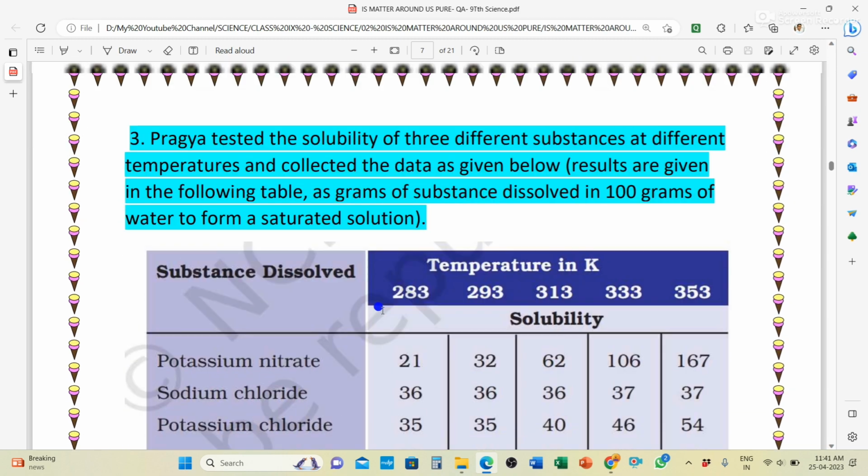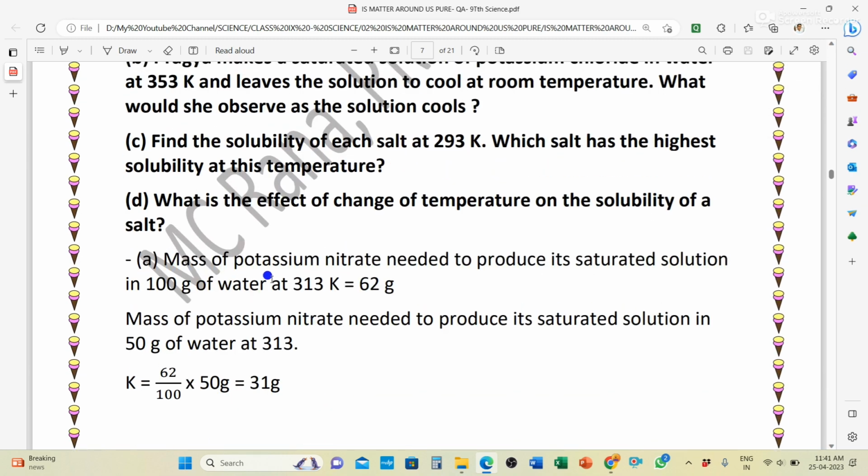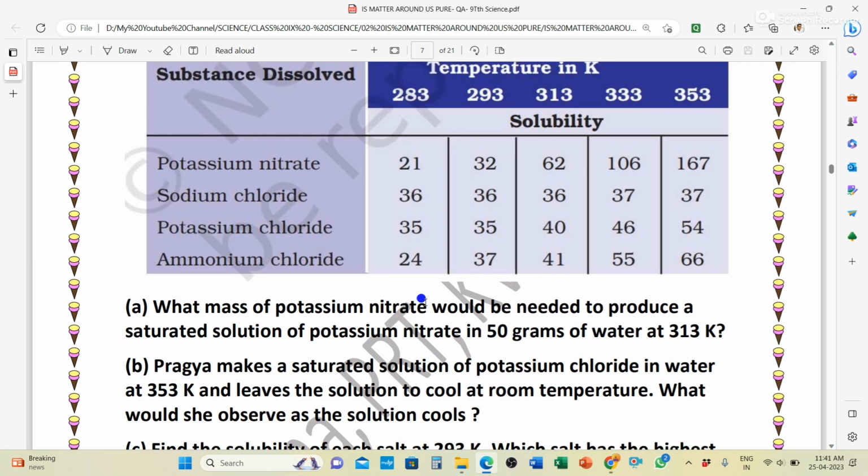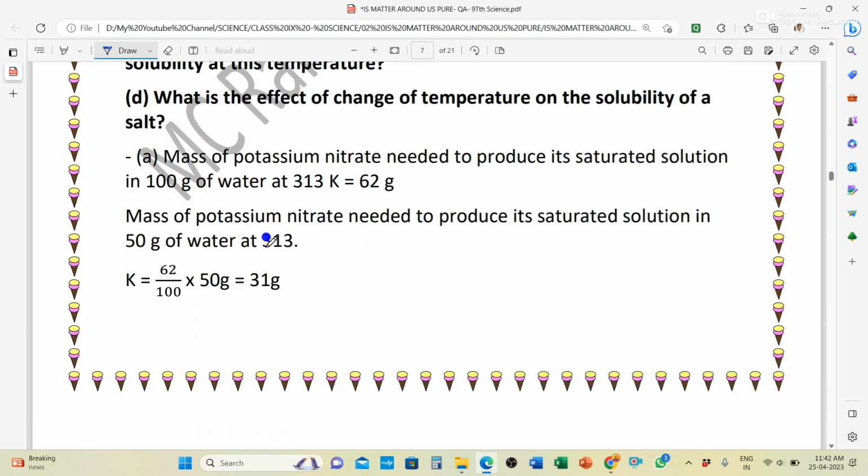Here you can see from the table, the mass of potassium nitrate needed to produce its saturated solution in 100 gram of water at 313 Kelvin is equal to 62 gram. Mass of potassium nitrate needed to produce its saturated solution in 50 gram of water: here, the amount of solvent became half. So here we also have to make the quantity of potassium nitrate half. So it will be 31 gram.